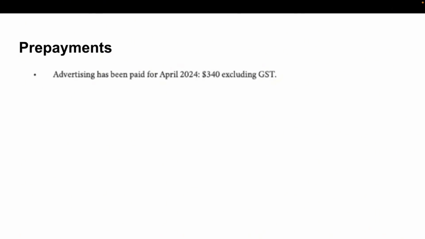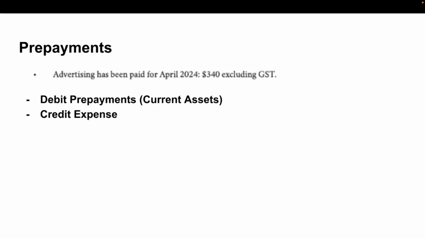If we were, just hypothetically speaking here, to go bankrupt today, we'd be able to get that money back from the money that we're paying for advertising. So what we would do is we would debit prepayments. So we're going to create an account. And now a prepayment would be an asset because we're going to be able to get the money back for the business. So it's an asset to us.